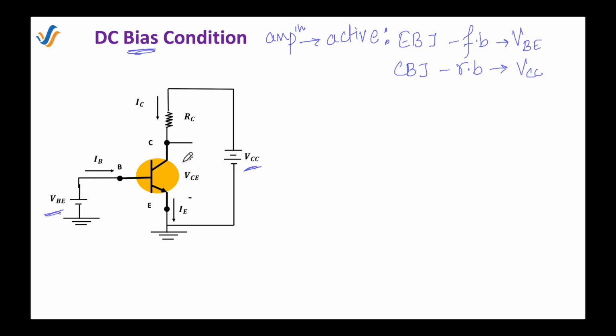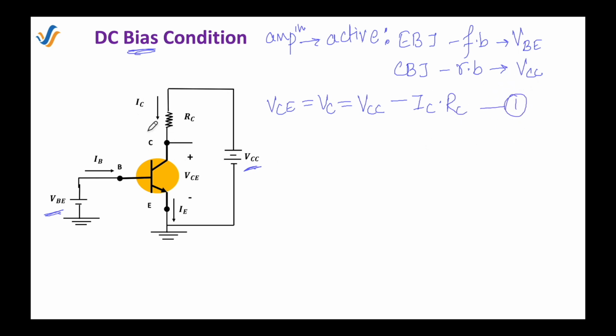So it is very simple, just use the KVL. VCE, or we can write it as VC because the emitter is at ground, is nothing but equal to VCC minus ICRC. Let it be our equation 1.